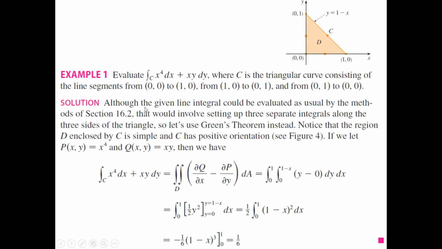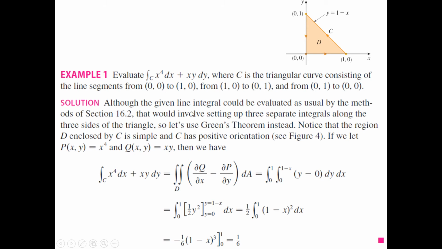Now, first example, let's solve a line integral with the help of Green's theorem. Evaluate this line integral of x^4 dx plus xy dy, where C is this triangular curve consisting of the line segment from (0,0) to (1,0), and then from (1,0) to (0,1), and from (0,1) to (0,0). Okay, so this is a positively oriented curve because of the anti-clockwise direction.